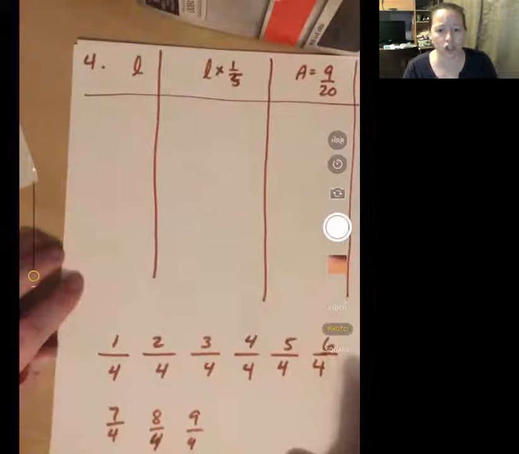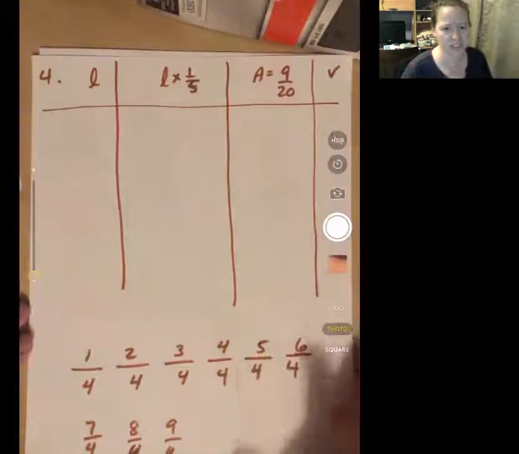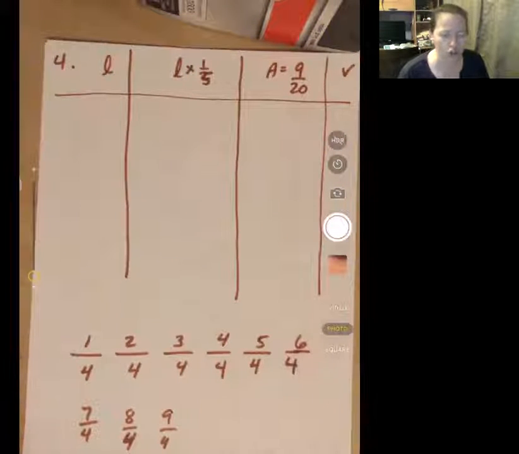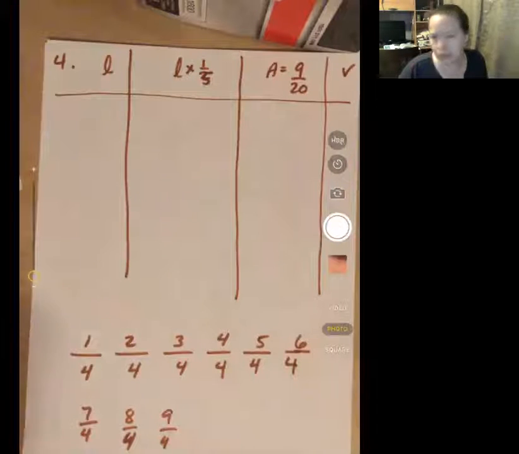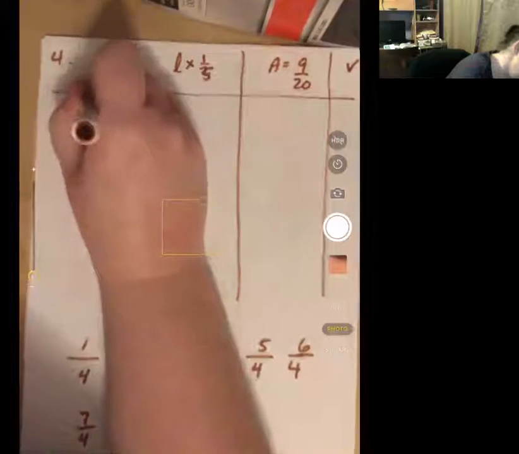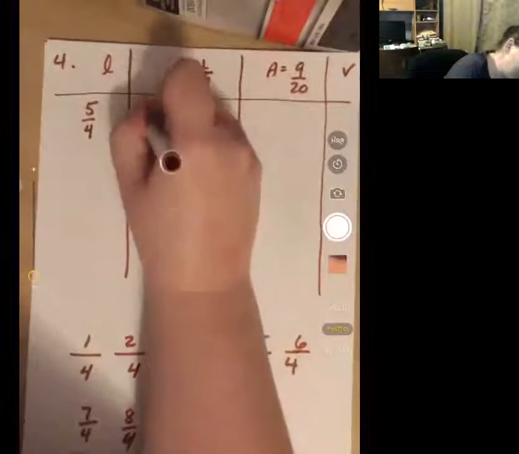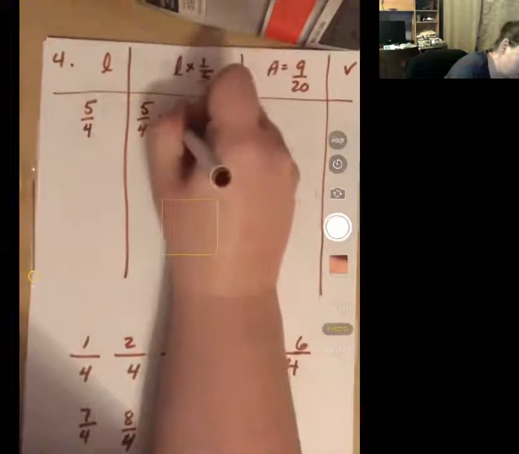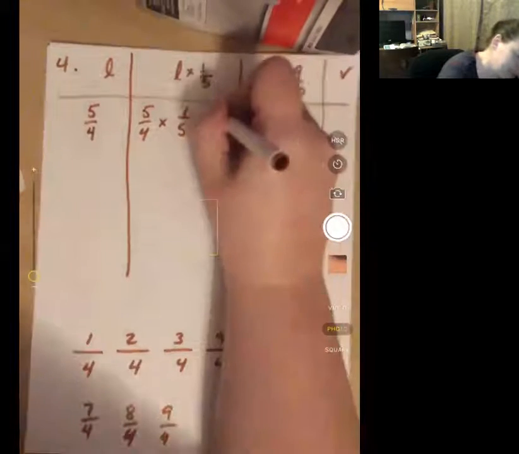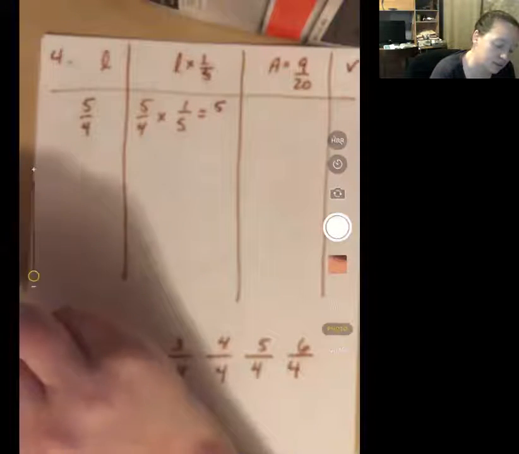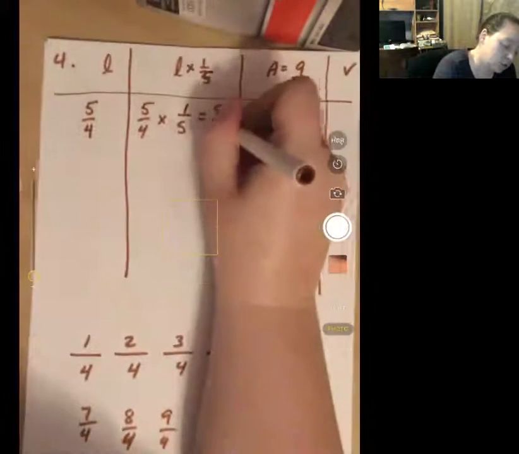I want to start somewhere middle-ish with this. So I think I'm going to try 5/4 and see what happens. Let's try 5/4 and see what happens. So I then end up with 5/4 times 1/5. 5 times 1 is 5. 4 times 5 is 20.